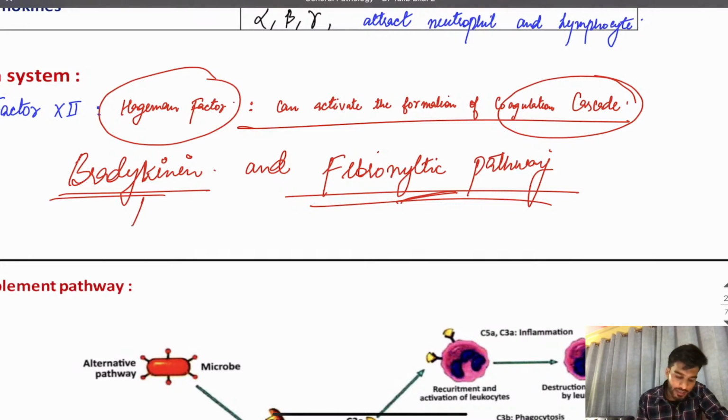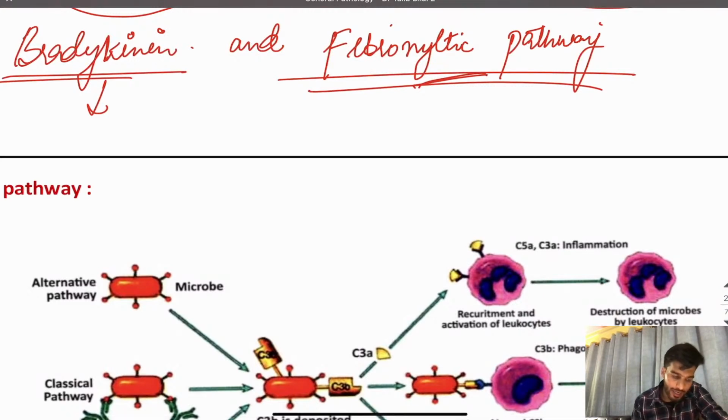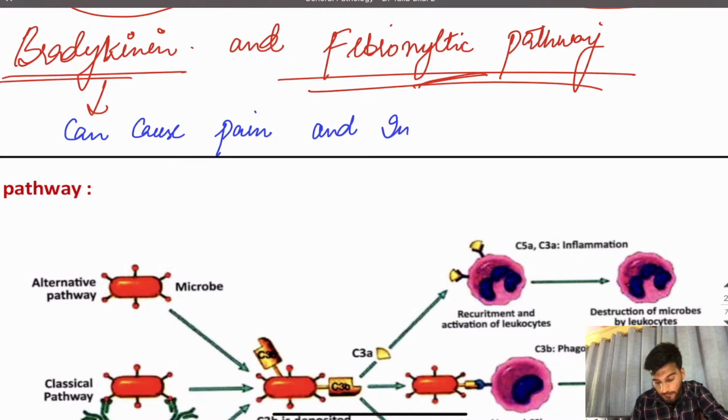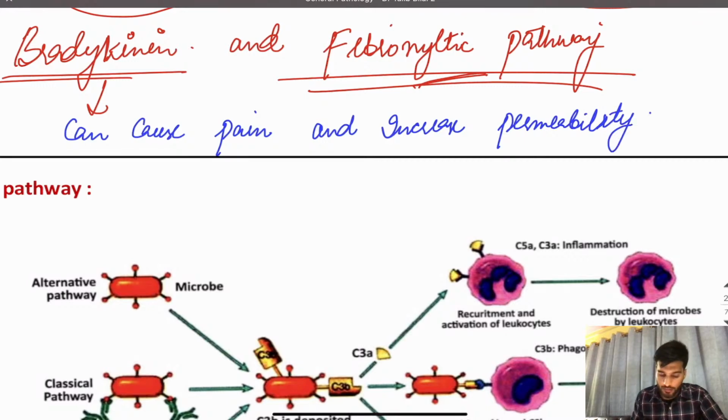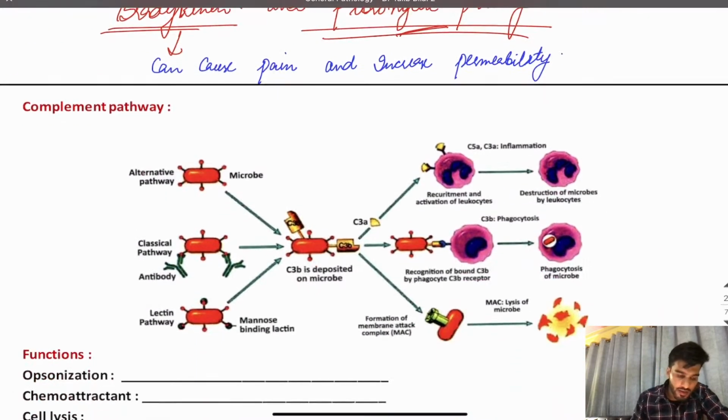And what will this bradykinin do here, guys? It can cause pain and increase permeability. So in the kinin system, guys, there is a bradykinin activation which helps in the fibrinolytic pathway and the coagulation cascade. Simple thing, kinin system, okay.